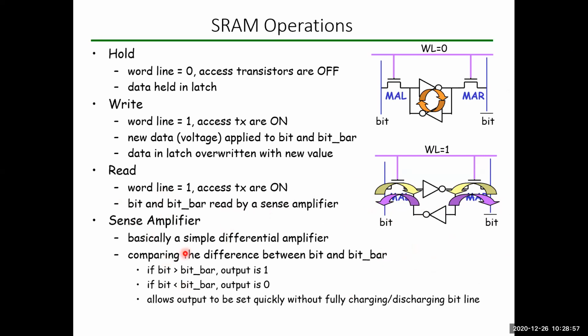Here the sense amplifier is nothing else but a simple differential amplifier where comparing of these two data will be taking place. Why? Because we will be getting two bit line operations, that is bit and bit bar. If the bit is much greater than the bit bar, then the output stored in this latch will be equal to logic 1. If the bit bar is greater than bit, then the data stored in the latch will be equal to 0. That is how the sense amplifier helps us read the data stored in this particular latch of an SRAM cell.